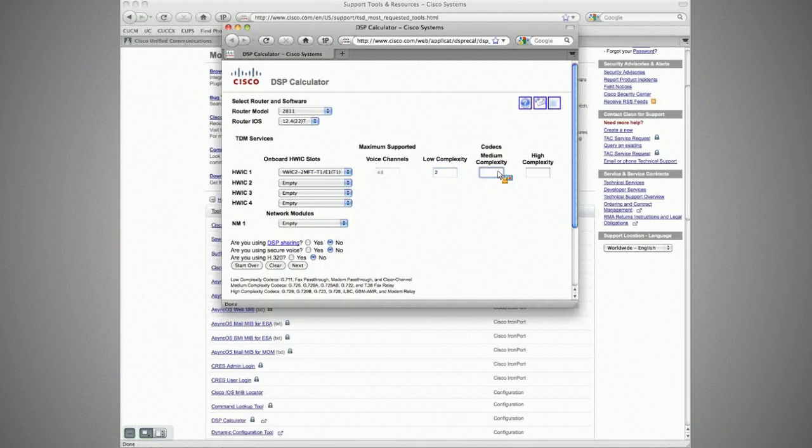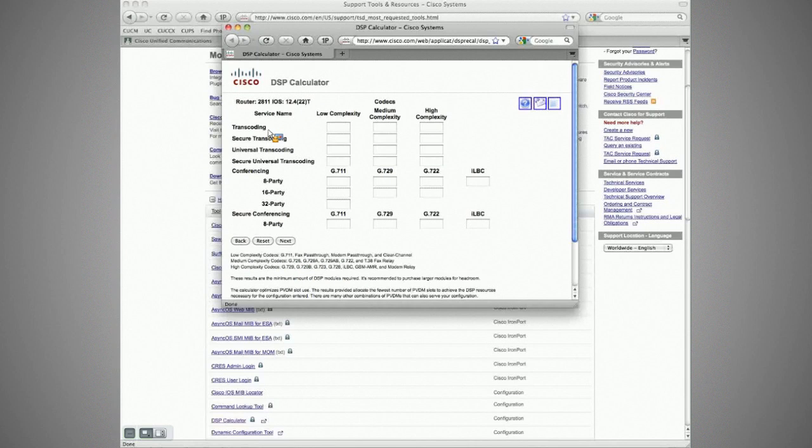We can choose, how many codecs, maybe 2 G711 and 10 G729 calls, whatever. Do we have anything in a network module? Are we using DSP sharing, which we're about to talk about? Secure voice, and H.320, which is, if you happen to know, of course, ISDN video conferencing versus H.323, which can be voice or video conferencing, but on IP. So H.320 would be typically an H.320 to H.323 gateway. So bridging the ISDN video conferencing over to the IP world.